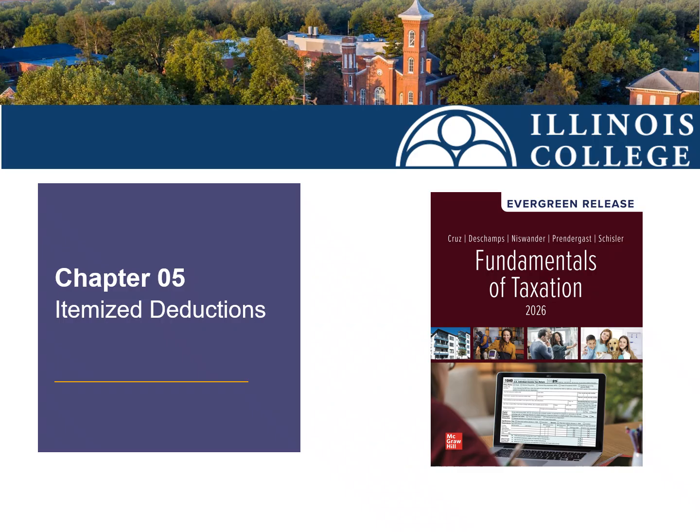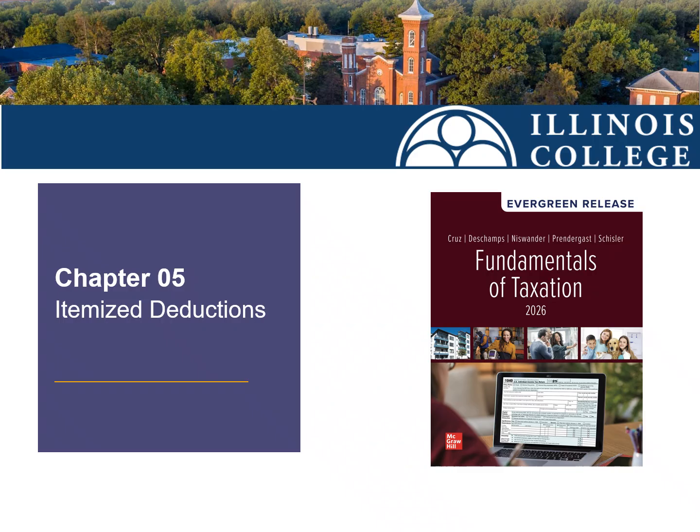So after we calculate AGI, taxpayers have a choice. They can either take the standard deduction or they can take itemized deductions. And they'll choose whichever one gives them the larger deduction. So in chapter 5, that's what this is all about, understanding what goes into itemized deductions and when they might be beneficial. And the first category that we're going to focus on is medical expenses.